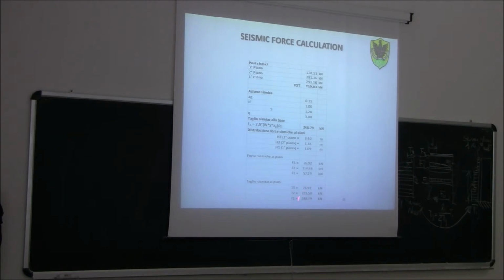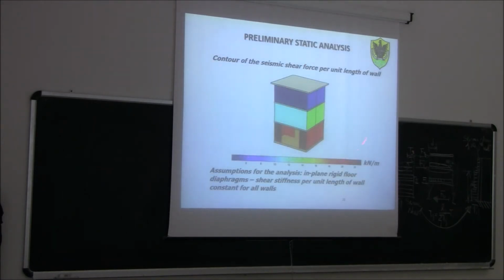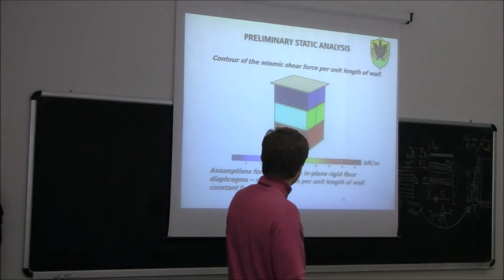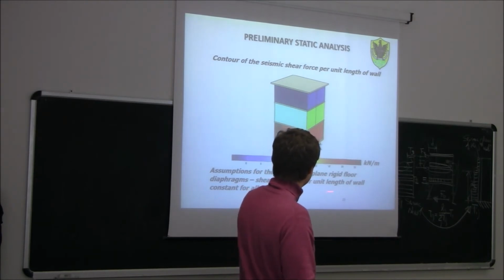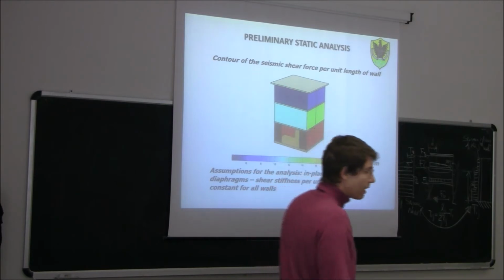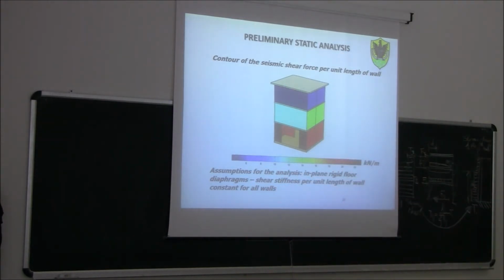To move from this one to the wall, either we use those formulas, or there is software that has been used in this case, which does nothing else than basically applying the formulas that we saw yesterday. This is a very simple, hand-made software that uses just the formulas we saw yesterday. See, assumptions for the analysis: in-plane rigid floor diaphragm, shear stiffness per unit length of wall constant for all the walls. So we assume that the stiffness is proportional to the length of the wall. The longer the wall, the higher the stiffness. Okay?